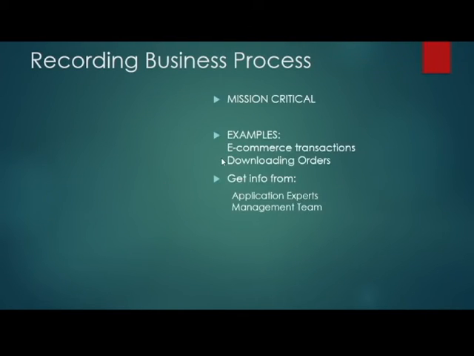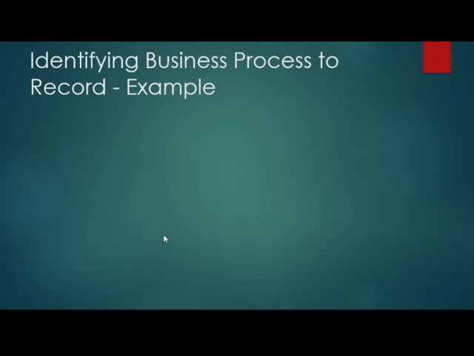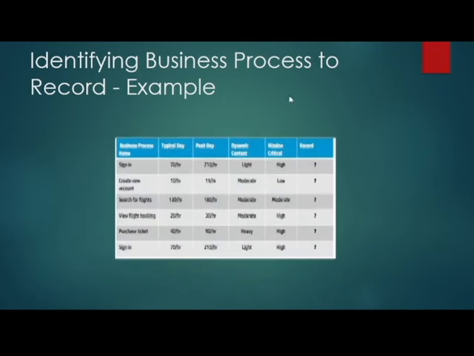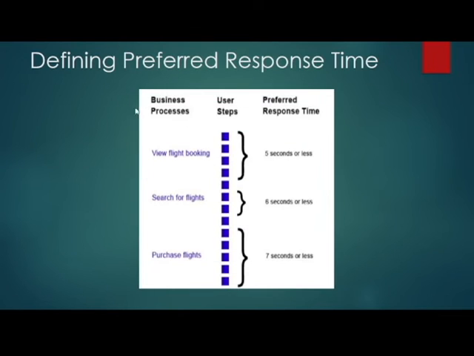Recording business process. Examples of mission critical processes are e-commerce transactions and downloading orders. Get info from application experts and the management team. Identifying business process to record. This is the example of the record as shown in the diagram. Defining preferred response time. This is a sample image of business process, user steps, and preferred response time.